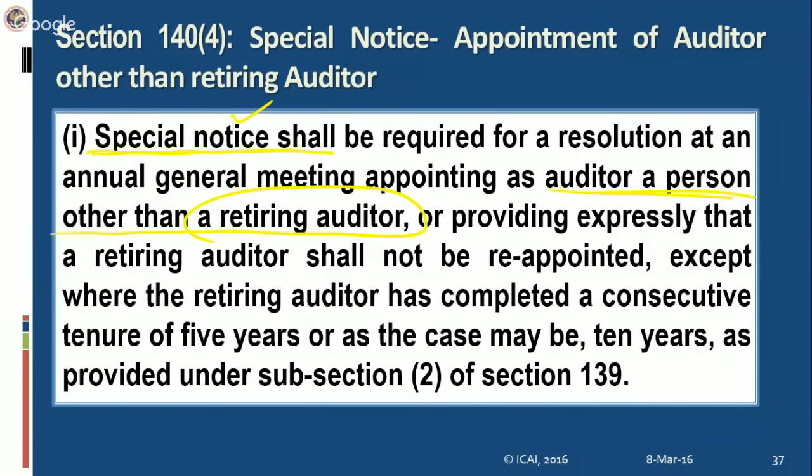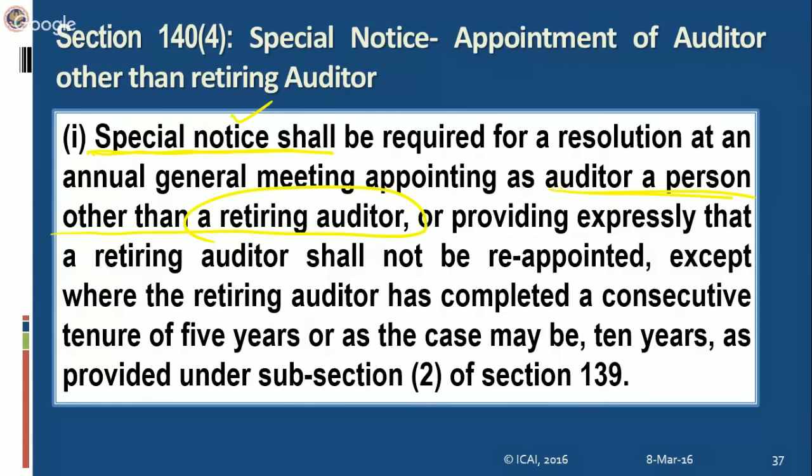As provided under subsection 2 of section 139, special notice shall be given for a resolution at an AGM appointing as auditor a person other than a retiring auditor, or providing expressly that the retiring auditor shall not be reappointed. But look at the exception. I am not covering the cases where the retiring auditor has completed his tenure of 5 years or 10 years, then there is no need of special notice.